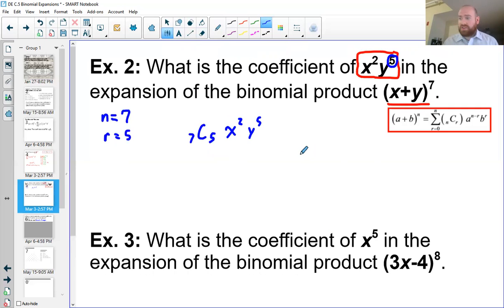I don't know 7 choose 5 off the top of my head, but I can use my calculator to figure that number out. So 7 choose 5 is 21. So the coefficient of x squared times y to the 5th in this expansion is 21. We didn't have to multiply x plus y by itself 7 times. We were able to just use this theorem to relate it to some probability and find the answer.